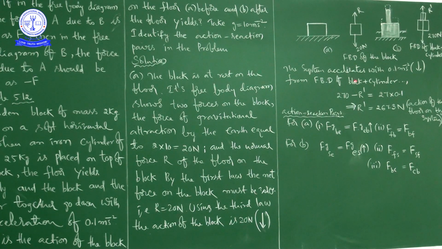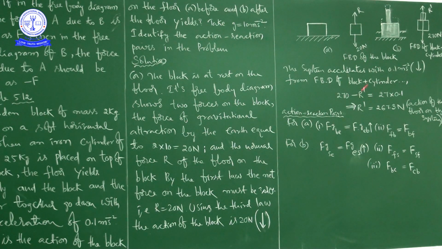Now we are going to see B, that is, after yielding. Whenever you keep a cylinder of mass 25 kg on the block of mass 2 kg, the floor is going to yield. They have given the acceleration also, it is 0.1 meter per second square. According to Newton's second law of motion, you can write this expression. While writing this expression, you may have doubts. Why are we writing 270 minus R dash? Why can't we write R dash minus 270, right?